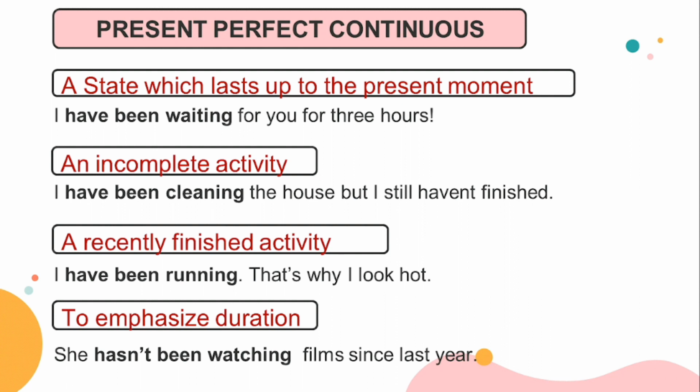Present perfect continuous shows a recently finished activity: I have been running, that's why I look tired. The last one, present perfect continuous emphasizes duration: She hasn't been watching films since last year.